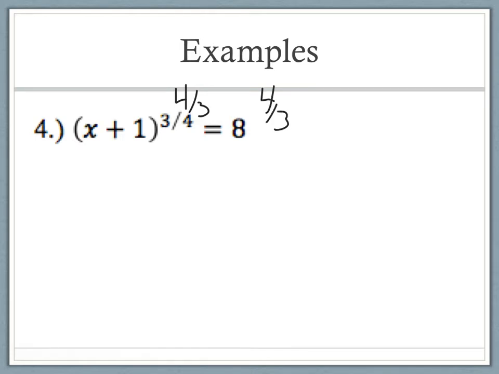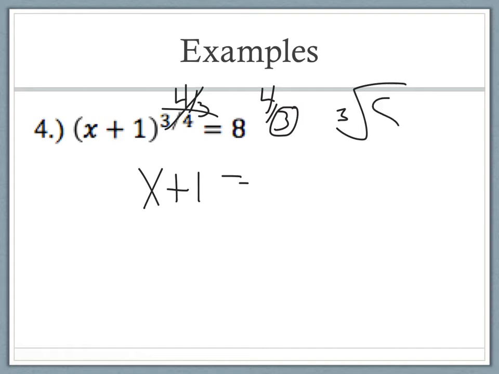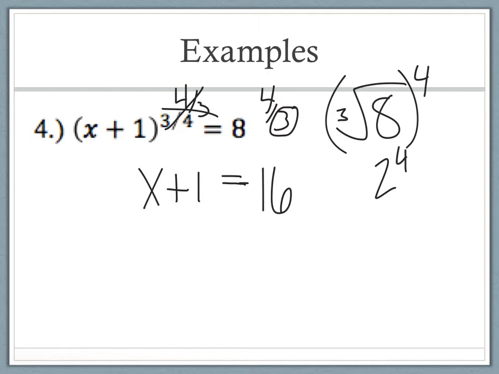Now, if we look at the denominator, it's odd, so I don't have to worry about that plus or minus. So this side just becomes x plus 1, because these simplify, equals the cube root of 8 to the 4th. Well, cube root of 8 is just 2. Then 2 to the 4th, we can use our chart to help us out there. But 2 to the 4th is just 16. Subtract 1, so x equals 15.